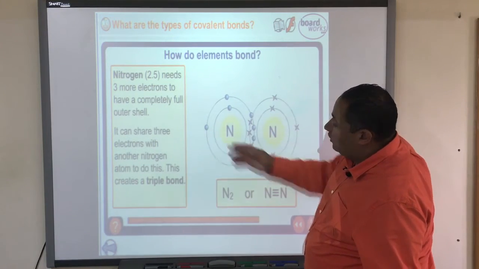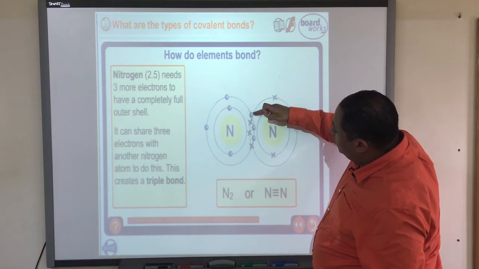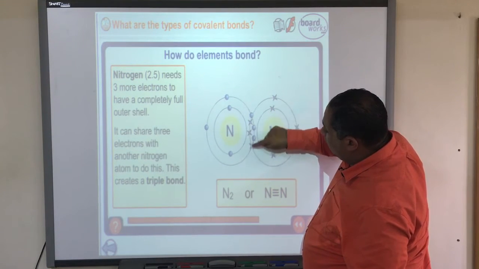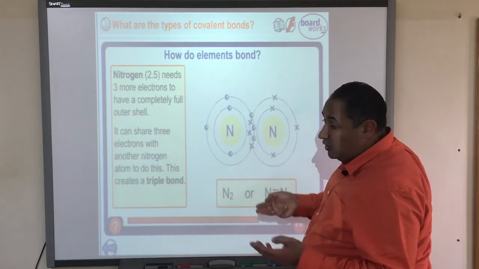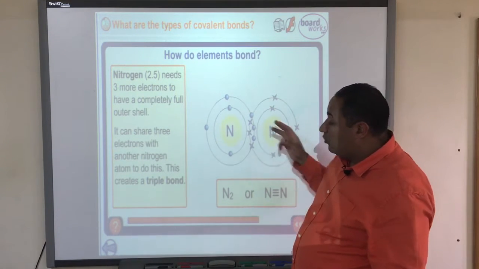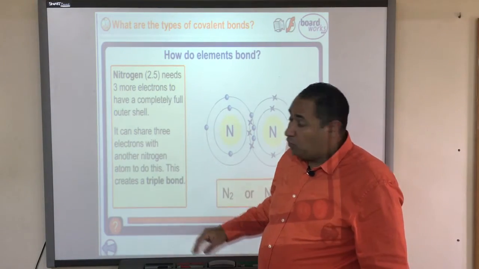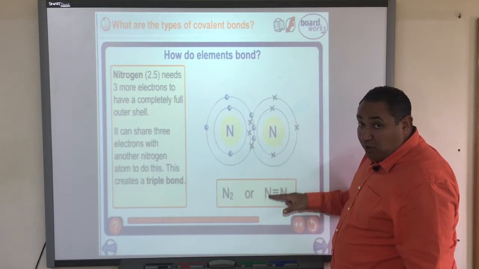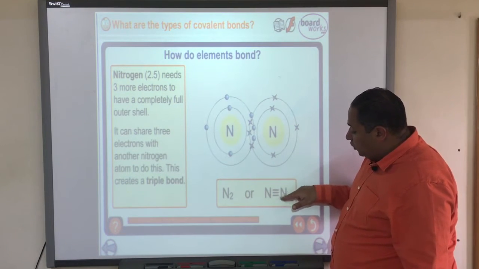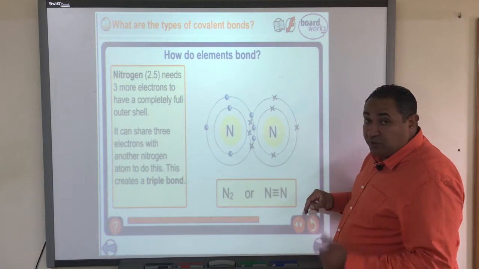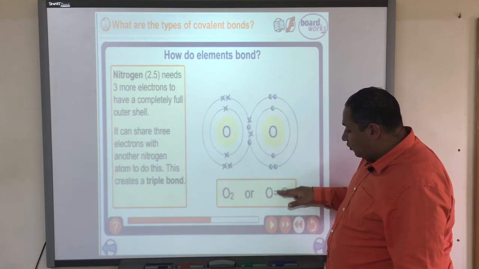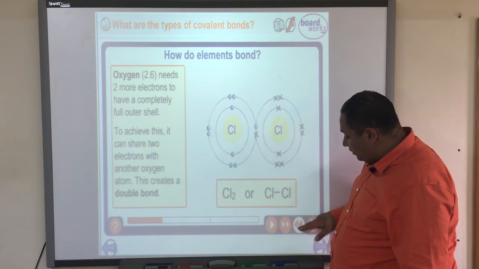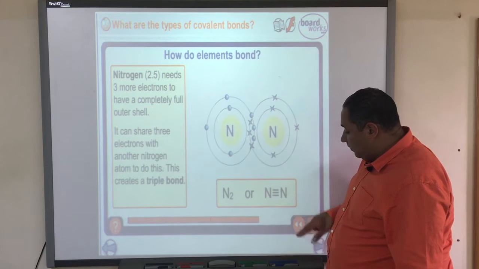If you see the one here on the left hand side, this atom shares 1, 2, 3. And this one with the X's shares 1, 2, 3. So each one will share 3 electrons to form what we call a triple covalent bond, or a triple bond. Okay, so now you have seen, and this is how we draw it. This is how we draw nitrogen: N, 1, 2, 3 dashes, N. This means triple bond, or oxygen, 1, 2, double bond, or Cl, Cl, single bond. Single, double, triple bond. Okay?